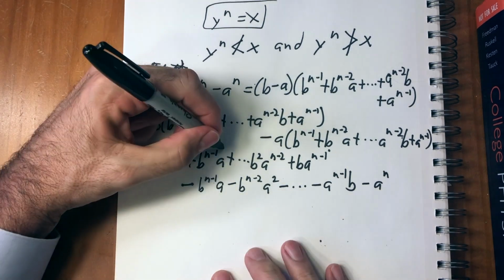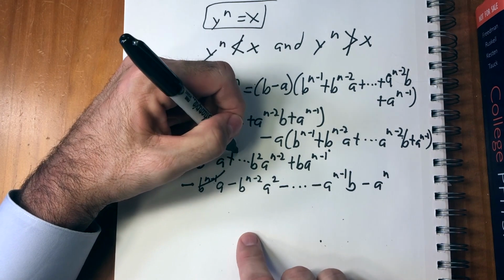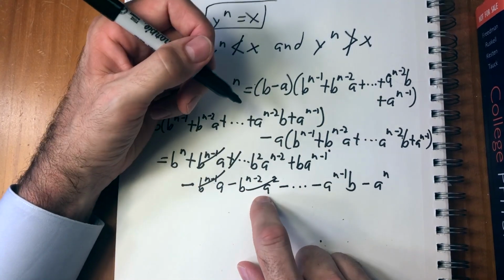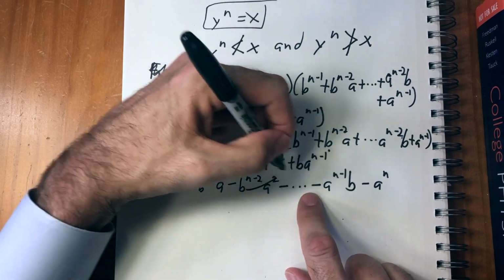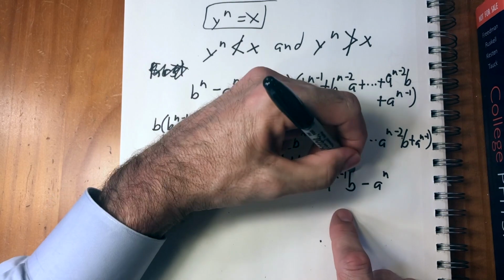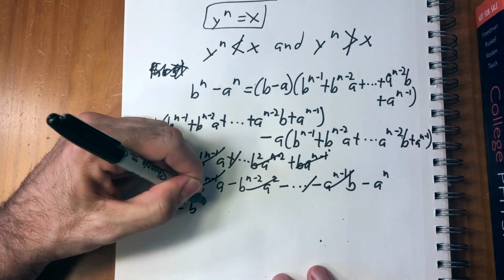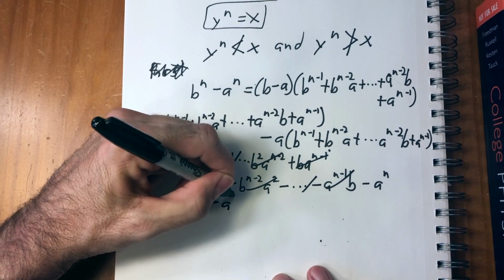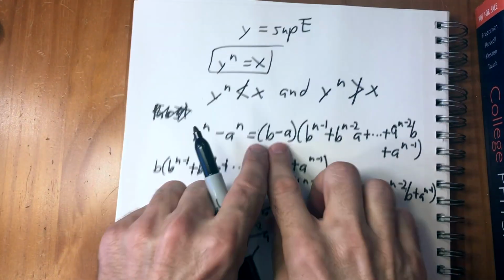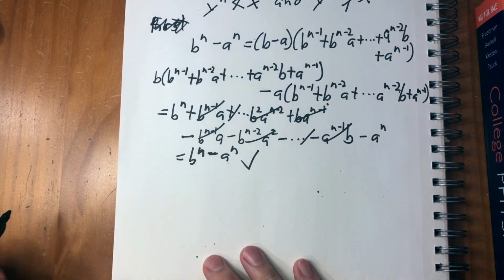Obviously, all of these cancel, right? This term cancels. There's another term here, which we didn't write, that cancels with this one. And then there's one here that we didn't write, which cancels with this one. These two cancel, a to the n minus 1 b, and we're left with b to the n minus a to the n equals b to the n minus a to the n. Okay, so from this identity, we're going to point out something else.